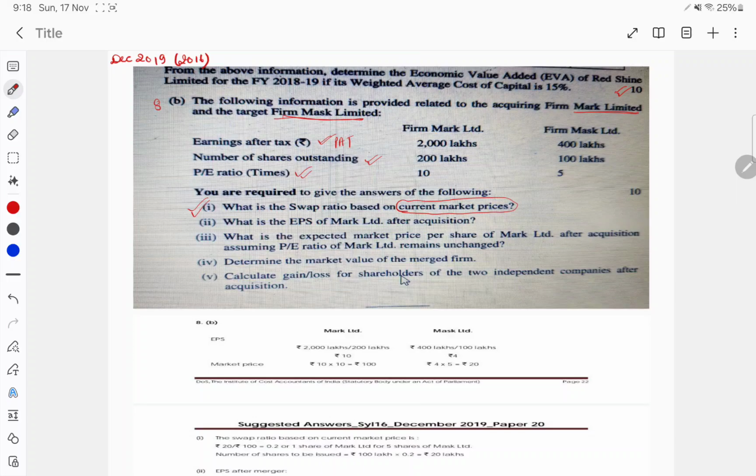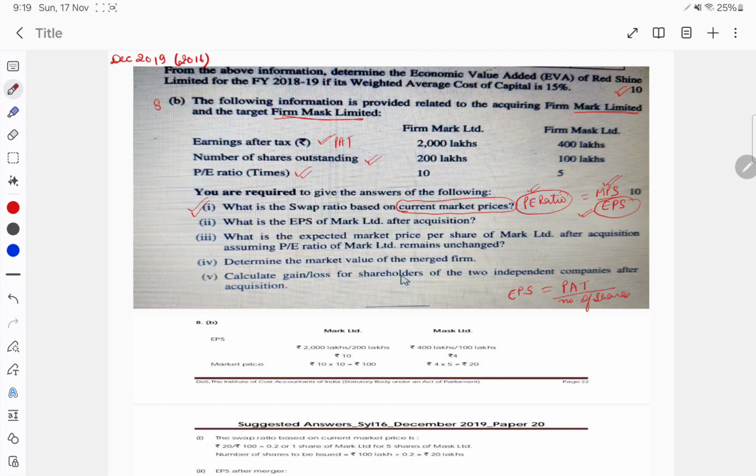Firstly, you have to calculate the current market price. You know the formula of the PE ratio: it is market price per share by earning per share. So if we have EPS and the PE ratio, we can easily calculate the market price per share. The PE ratio is given in the question, and EPS you have to calculate. You are very much aware how to calculate EPS: it is profit after tax by number of shares outstanding. So both data are given in the question.